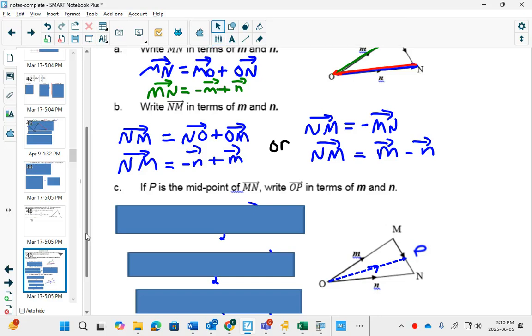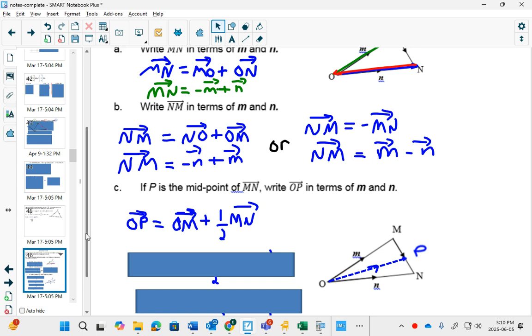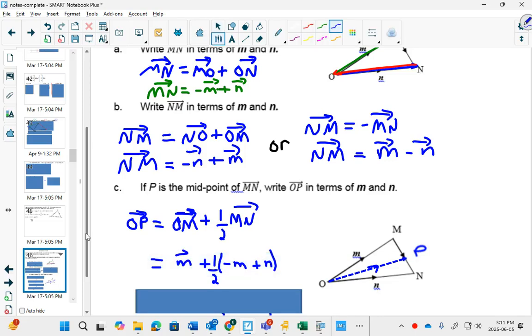what I could do here is start at O, go to M, and then go halfway from M to N, because P is halfway. So I write that out as the idea. Well, O to M, I already know that that's M, with a little arrow over top. And M to N, I already figured out from part A, is minus M plus N.